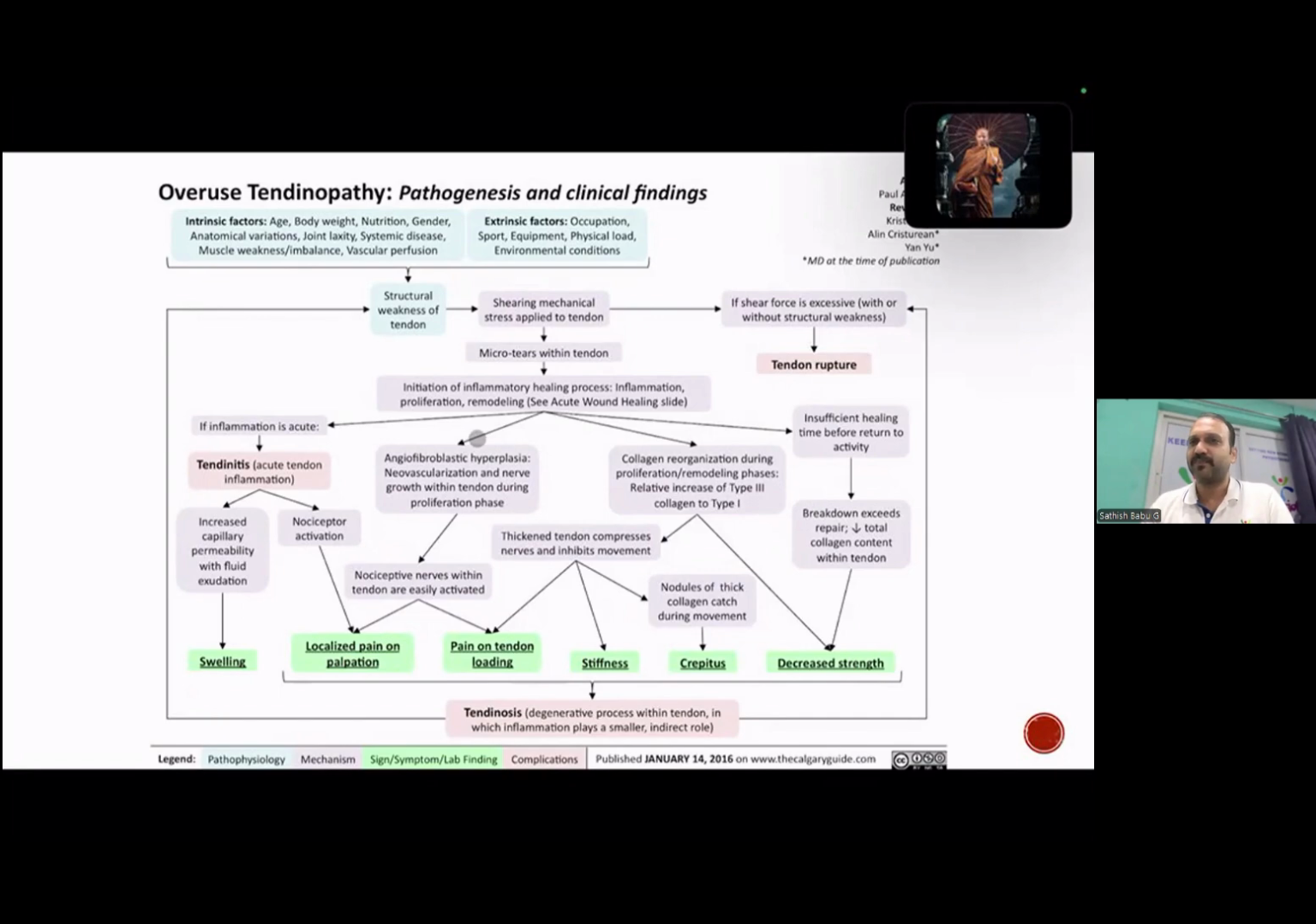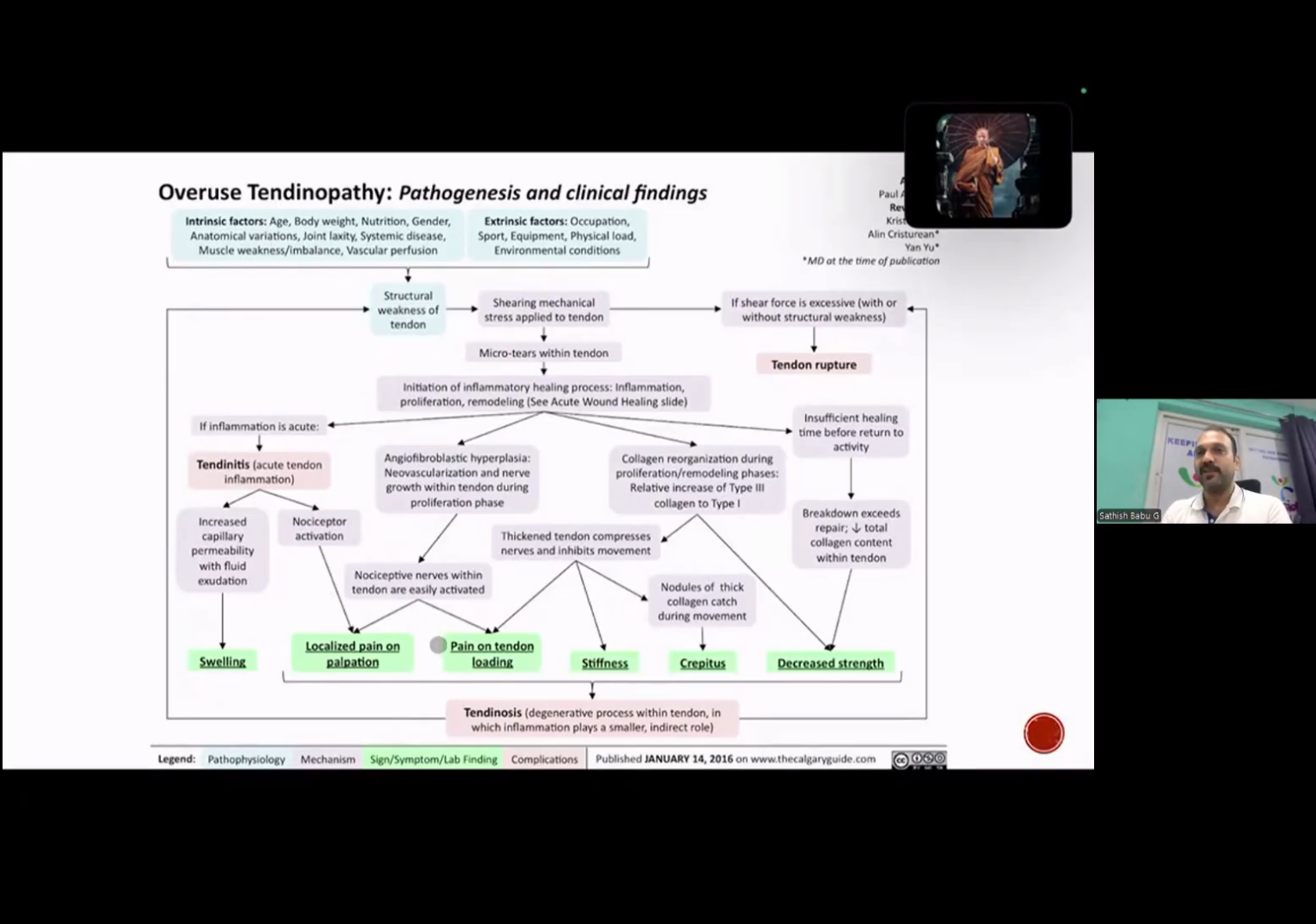And the second phase is the proliferation phase. In the proliferation phase, there is angiofibroblastic activity: angio means blood, and fibroblastic activity. So new blood vessels start forming, hyperplasia, new vascularization, and nerves grow within the tendon during the proliferation phase. From the proliferation phase, the nerves within the tendon are easily activated because there is neovascularization and new nerves are forming. It activates the nociception, which leads to localized pain on palpation. So when you palpate the tendon, it's going to be painful.